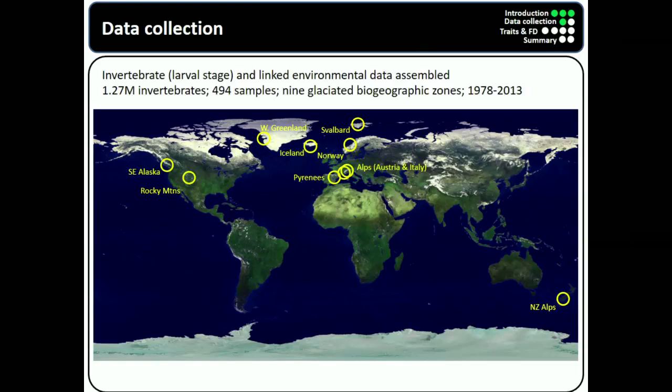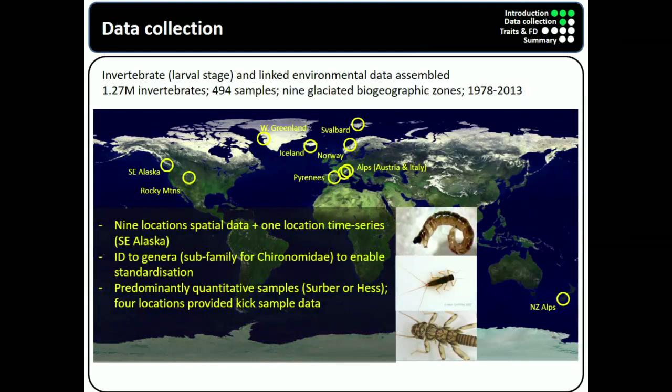Eagle-eyed members of the audience will notice that there are 10 circles on here, but we have 2 data sets from the European Alps, so they've been merged in the analysis going forward. Time scales span 1978 to 2013, but within each zone, streams have pretty much been sampled at the same time, with the exception of Alaska, which is a time series. So like I said, there are these 10 locations. 9 of them are chronosequence, space-for-time data sets, and the one from Southeast Alaska in Glacier Bay is a time series that's been collected for 30 years plus.